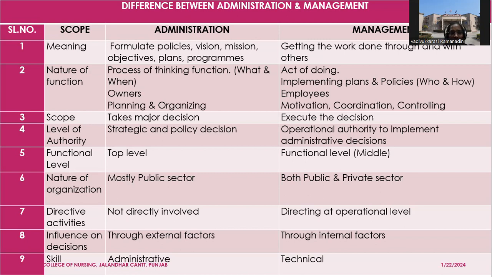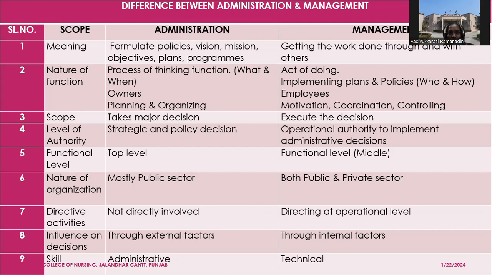In terms of nature of function, administration is a process of thinking function: what has to be done and when it has to be done, and it is more of an ownership. The higher-level people would be doing the work. It is more involved with planning and organizing the work. Whereas the nature of function in management is that whatever thinking function was formulated has to be implemented. It is the act of doing. It is implementing the plans and policies, and it is more involved with who would be doing the work and how they are going to do it.